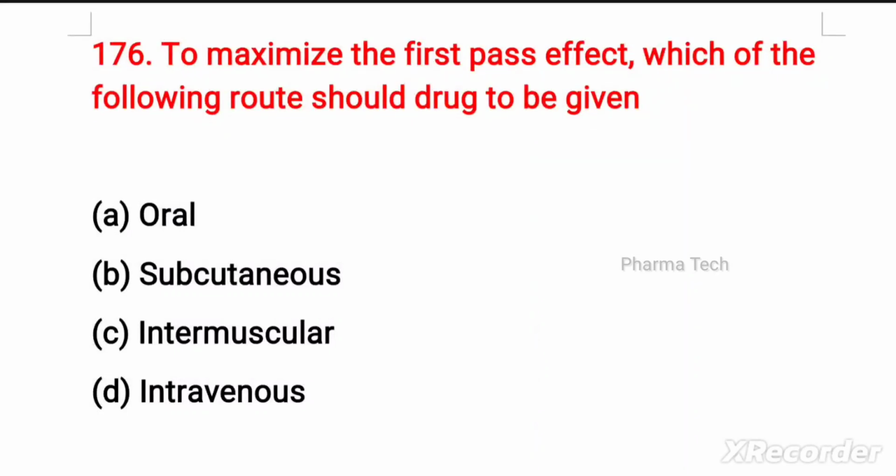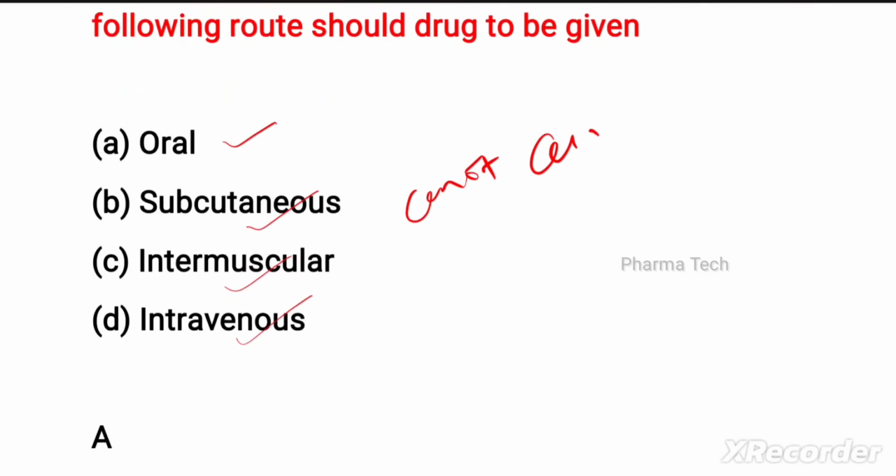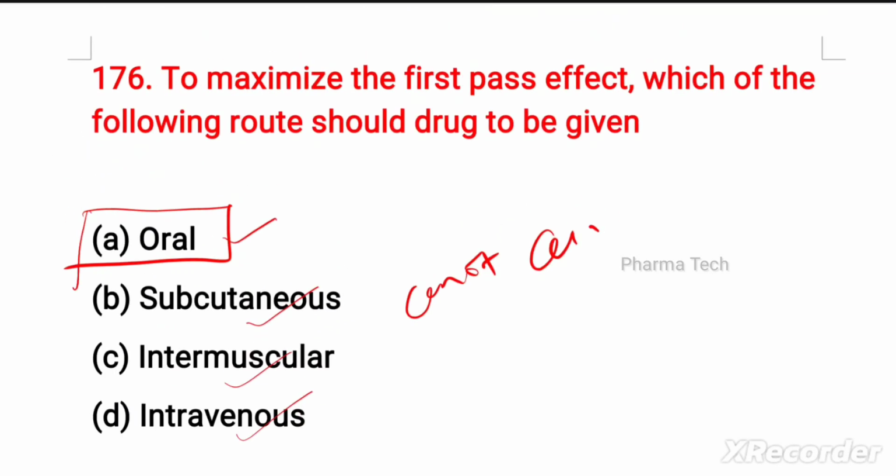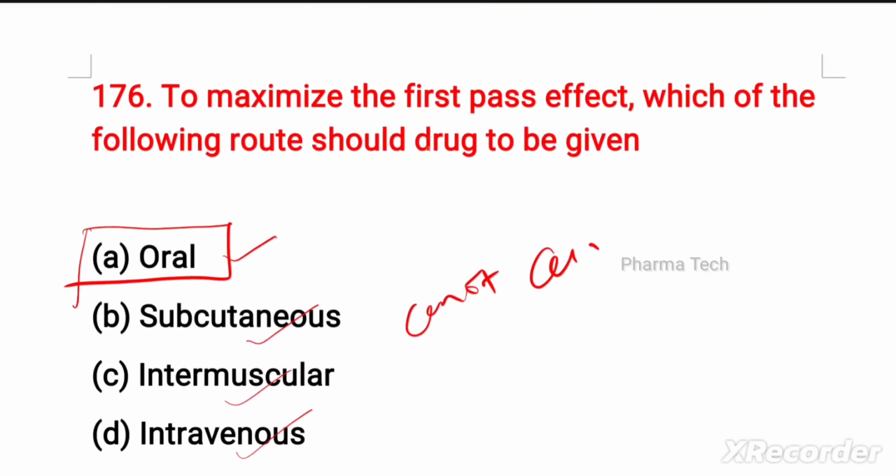Today we will discuss another 25 most important MCQs for all the government pharmacist examination. Question number 176: to maximize the first pass effect, which of the following routes should the drug be given? Options are oral, subcutaneous, intramuscular, intravenous. Answer is A, oral. To maximize the first pass effect, the oral route should be used.